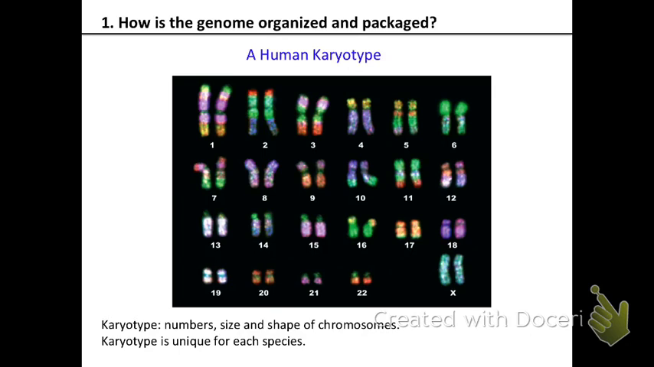I'll just backtrack and tell you that karyotypes are basically the number, size, and shape of chromosomes, and the karyotype is unique to every species. All right. So whenever we see a human karyotype like this, what cell cycle stage are these chromosomes in? Does anyone have a guess? What stage of the cell cycle do we visualize chromosomes for a karyotype?